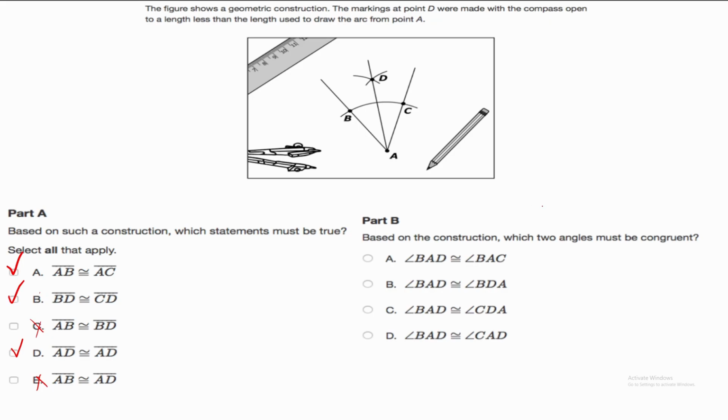Let's look at our next one. Based on construction, which 2 angles must be congruent? I hope we can know this one. It's going to be B, A, D, and C, A, D. So BAD is my first one. So we need to find CAD, which is going to be D down here. BAD and CAD. It's these 2 angles that are congruent to each other.